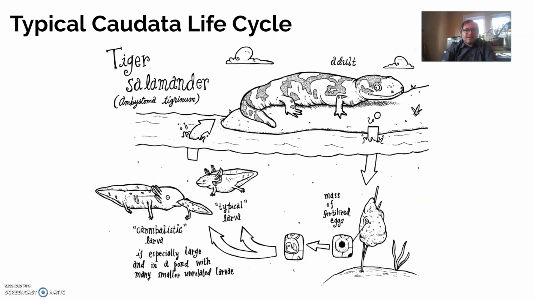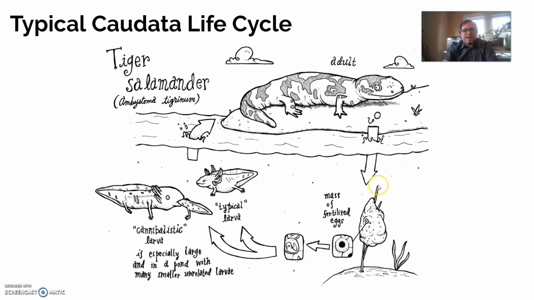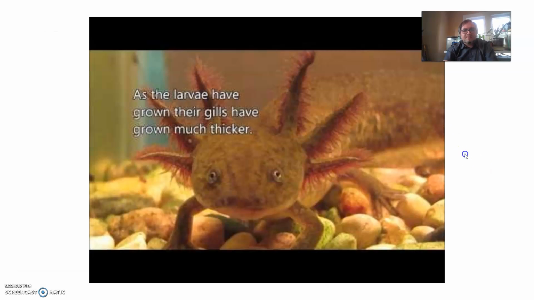So the fertilized eggs eventually will develop into larvae, and in the case of tiger salamanders, sometimes their siblings eat one another. They're cannibalistic. But those that survive will become adult salamanders and start the cycle all over again, from egg to larva to adult.